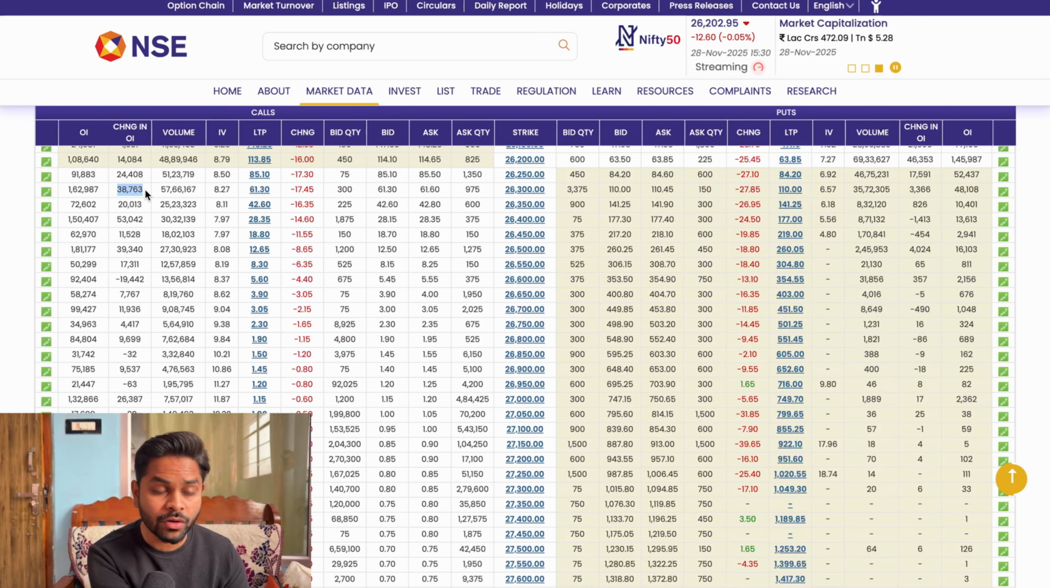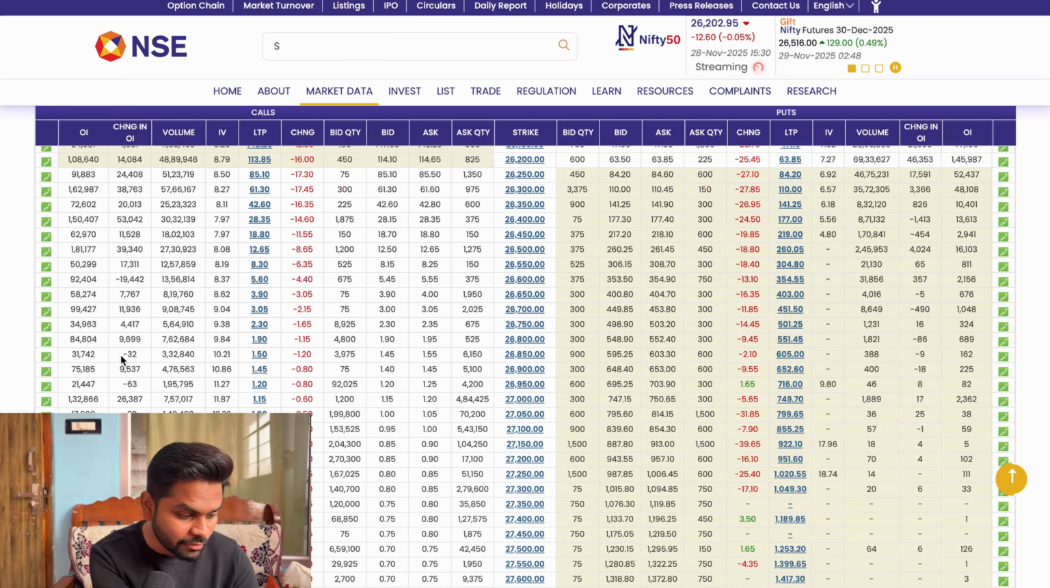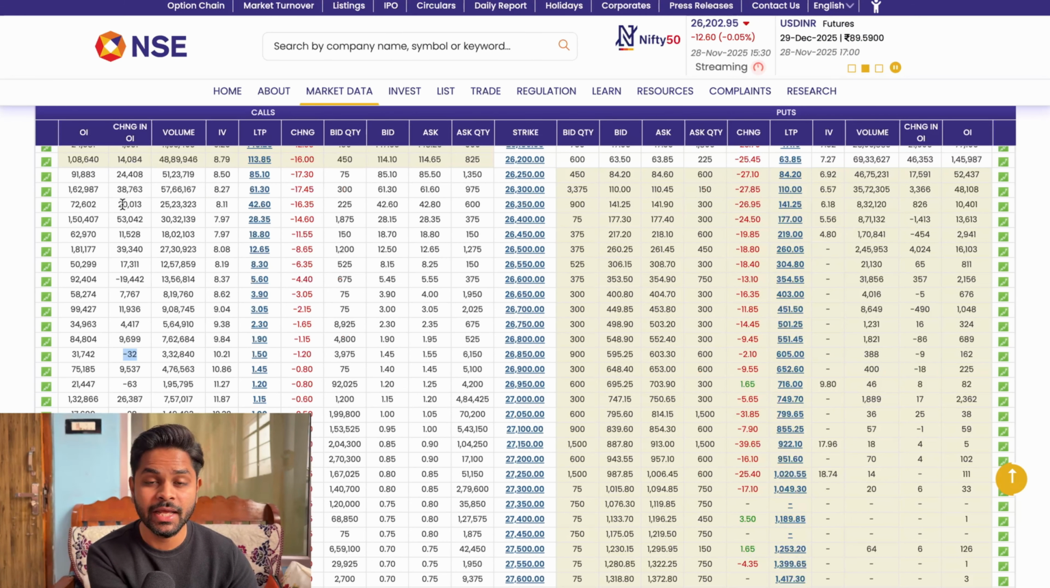It means more contracts have been added, it is positive. If it is negative, for example, let's say minus 32, it means it has been reduced. They have added more quantity as call options, right? Option sellers are the ones who believe the market will go down.